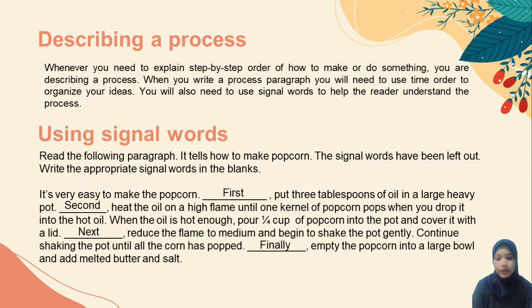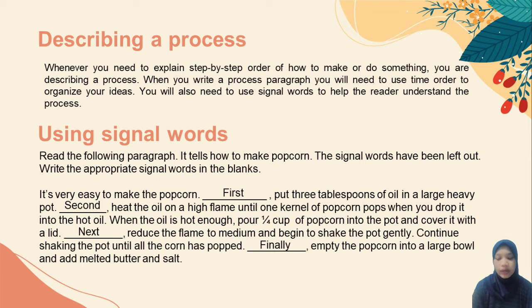Using signal words. Read the following paragraph. It tells how to make popcorn. The signal words have been left out. Write the appropriate signal words in the blanks. It is very easy to make popcorn. First, put 3 tablespoons of oil in a large heavy pot.